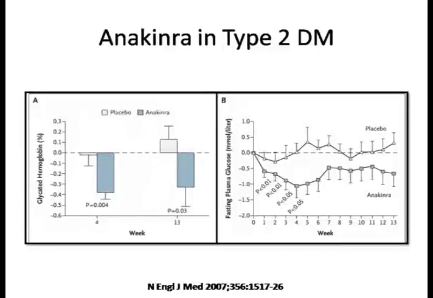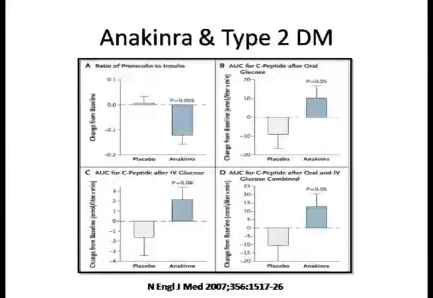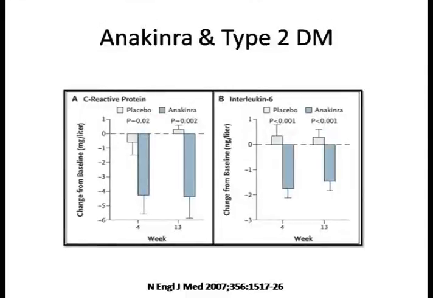This is the area under the curve for C-peptide after IV glucose, this is the area under the curve for C-peptide after oral glucose, and this is the area under the curve for C-peptide after oral and IV glucose combined. So all parameters improved. This is to show the decrease in inflammatory markers, C-reactive protein and interleukin 6. So by giving anakinra for about 13 weeks, there was an improvement in C-peptide and pro-insulin to insulin ratio, and a decrease in HbA1c.